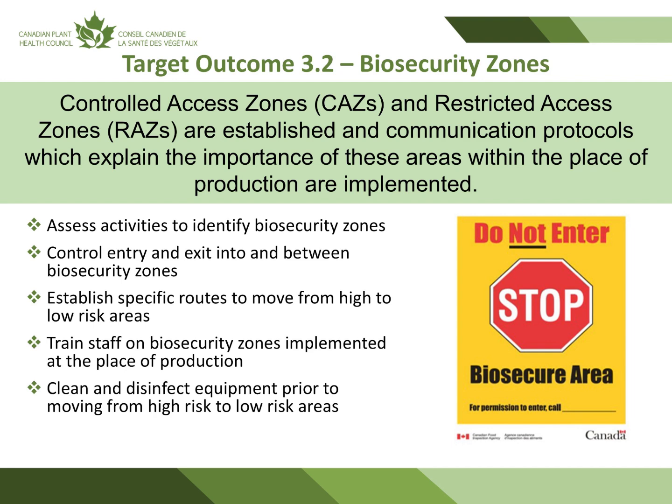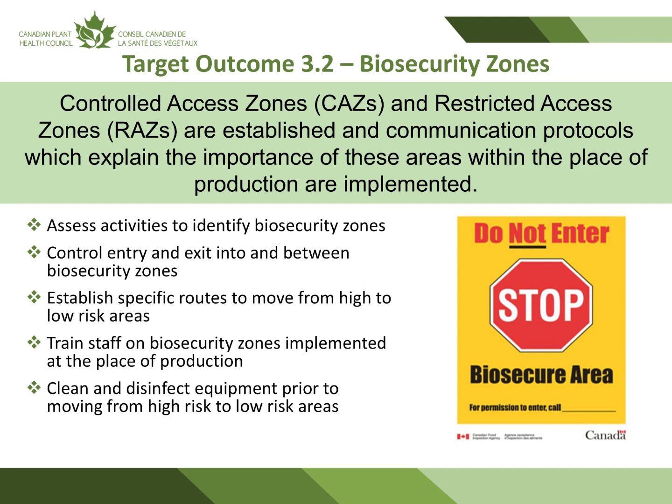A restricted access zone is an area generally located inside the controlled access zone where access by people or equipment is further restricted, providing an extra level of protection. High-risk activities that may require a restricted access zone include an infested field or propagation area. Restricted access zones may be required to protect plant materials such as mother stock or an area where a pest is present. Examples of low-risk activities that may require a controlled access zone include production fields, storage, and product handling areas. It is important to assess activities that are carried out in the place of production to identify biosecurity zones.